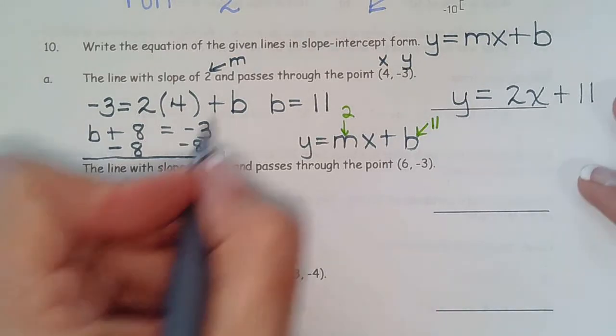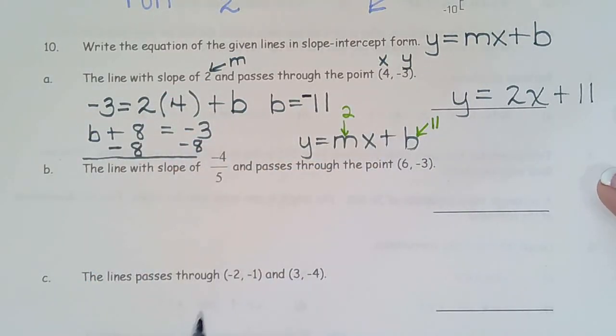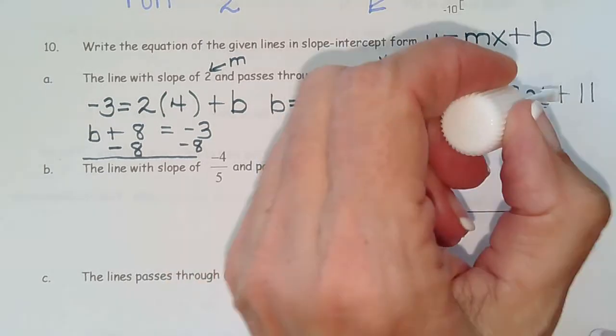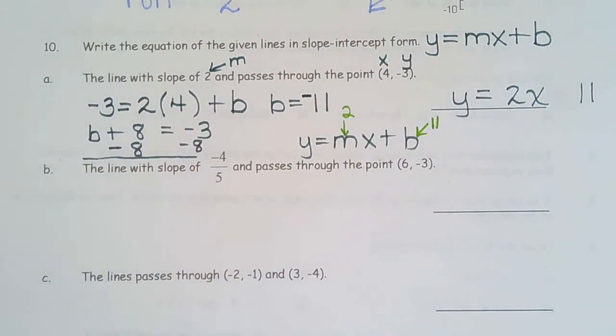Oops, I forgot my negative sign, didn't I? I was looking going, why does that look weird? That's why it looks weird. So change that to a minus, okay? 2x minus 11, not plus. Okay, we'll come back up and change that in a second when it dries.